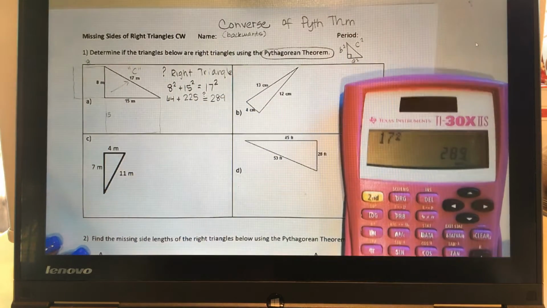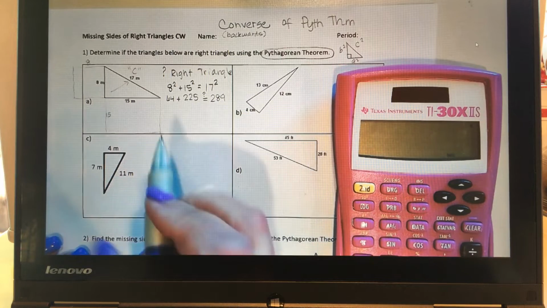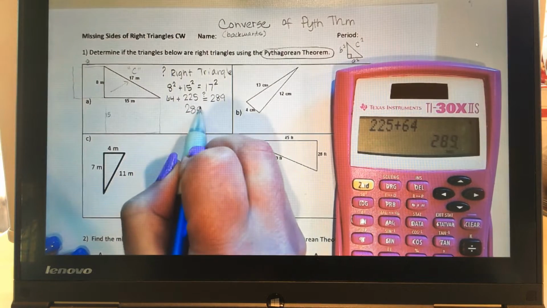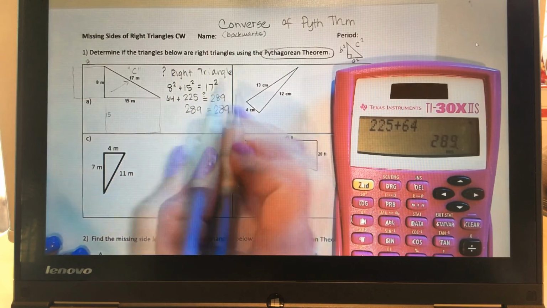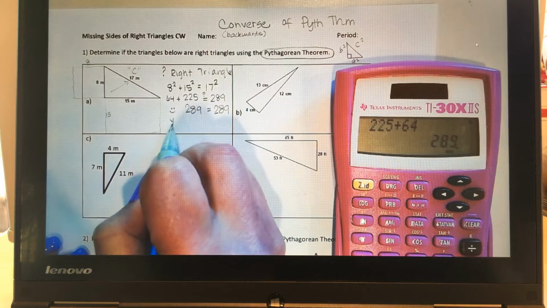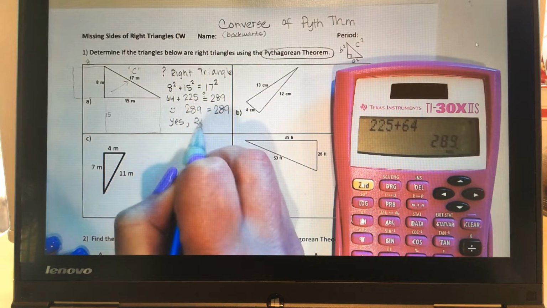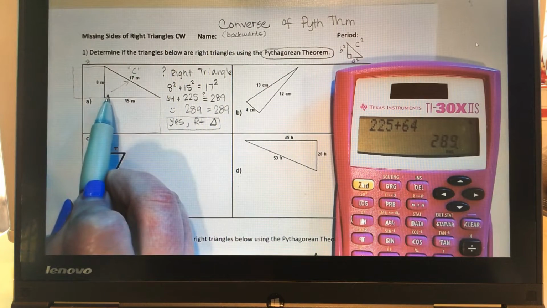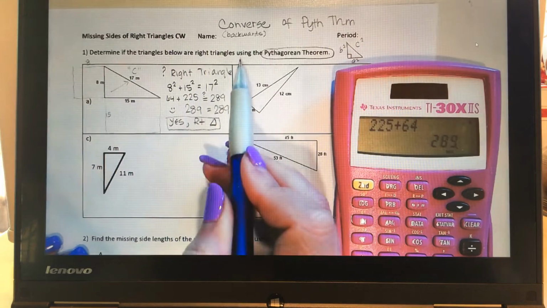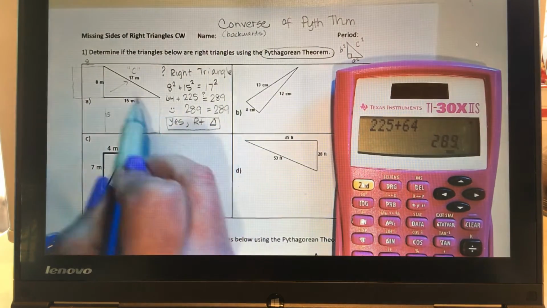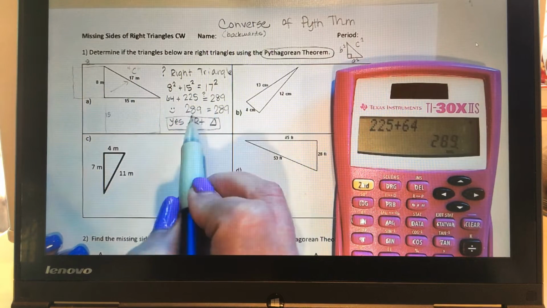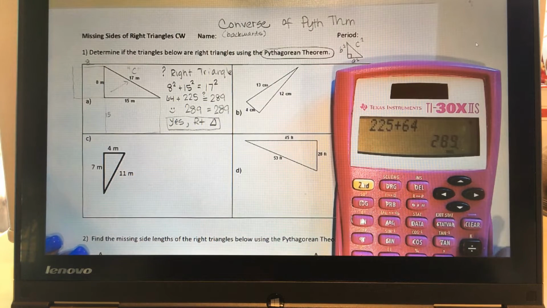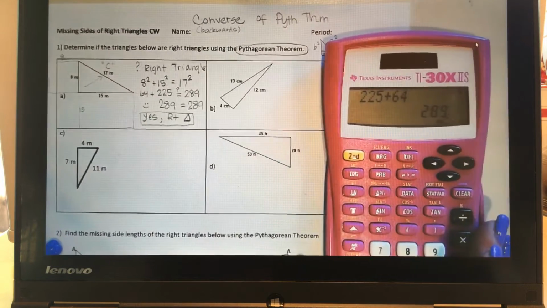So a little bit of addition over here, 225 plus 64 does give me 289. So when we see that those two are the same, makes us happy. What we can say is that yes, this is a right triangle. Okay, so instead of being given a right triangle and solving for a side, we're working backwards. That's the converse. We're given all of the sides, use the formula and see if it does balance on both sides. So let's take a look at the next one, moving across here.